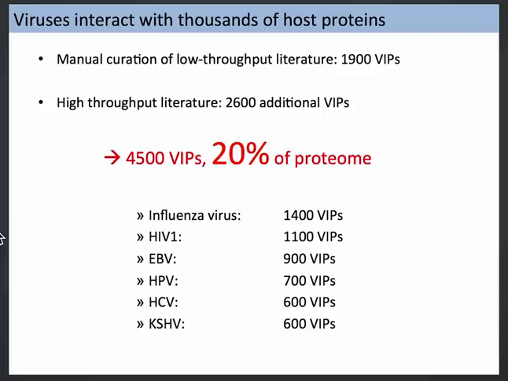So what we did first was to go through months of manual curation of the low-throughput literature in virology, and from this we could find 1,900 virus-interacting proteins. We call them VIPs, and these are proteins that interact physically with viruses. In addition to these 1,900 VIPs, we also used 2,600 VIPs that were detected with high-throughput methods by virologists. So in total, that's about 20% of the human proteome that is currently known to interact with viruses, which is pretty enormous. And that's just to give an idea of the sampling of different viruses that we have so far.